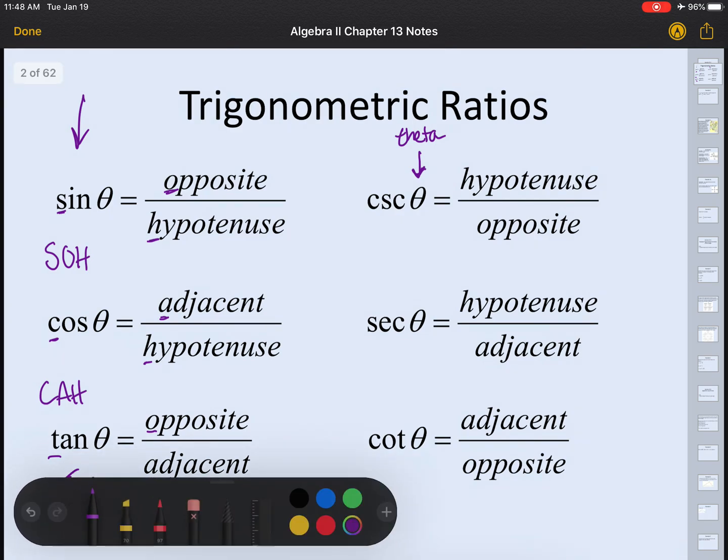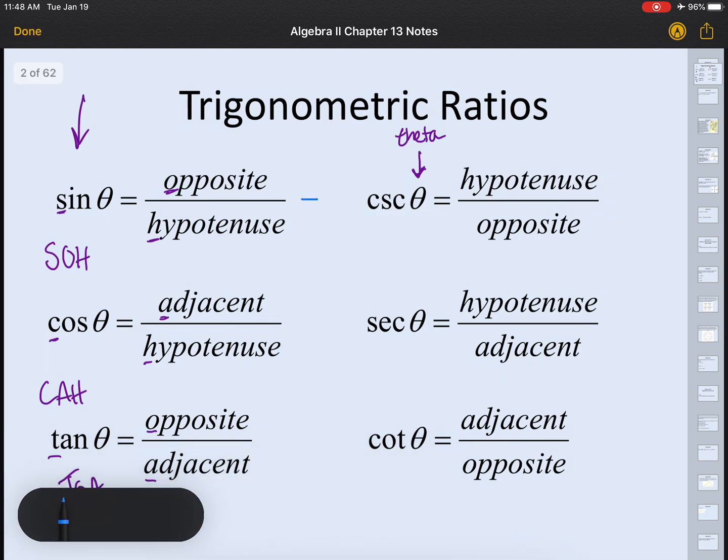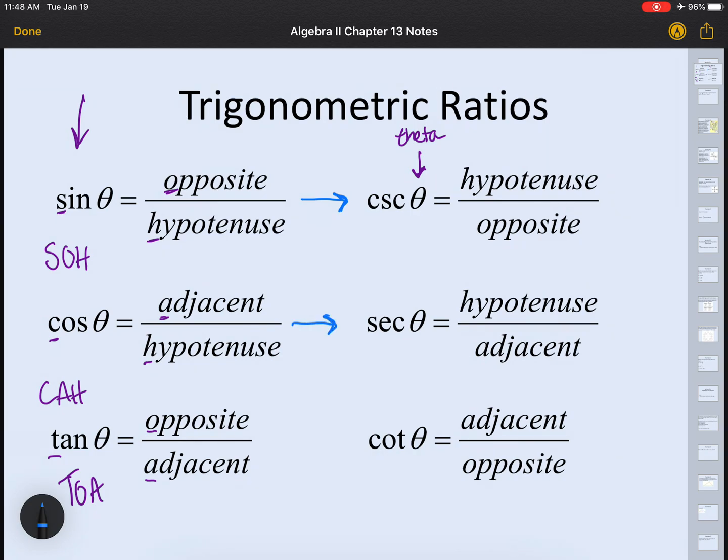Cosecant is the flip-flop of sine. We're going to flip the ratio to hypotenuse over the opposite side. Then secant is the flip-flop of cosine. How I like to remember which goes with which: cosecant starts with C and sine starts with S. Then secant starts with S and cosine starts with C. So that's its flip-flop in letter. That can help you remember which goes with what.